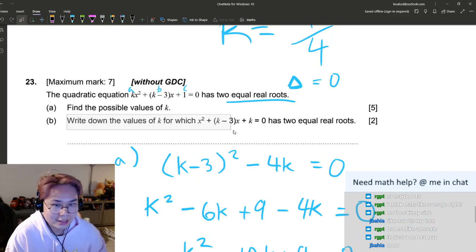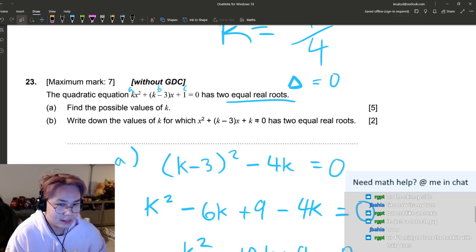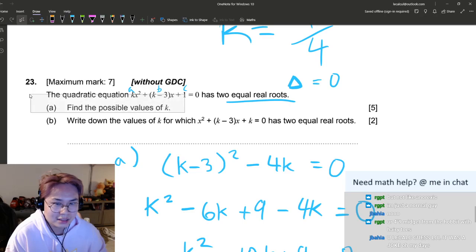Okay, write down the values of k so that this thing has two equal roots. Find the possible values of k. Write down the values of k. Oh, these are different. Why is this a part B? This has nothing to do with part A.